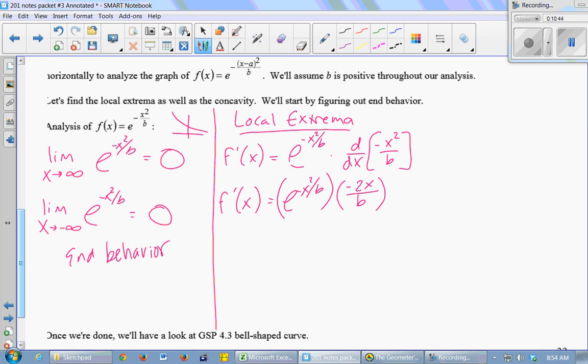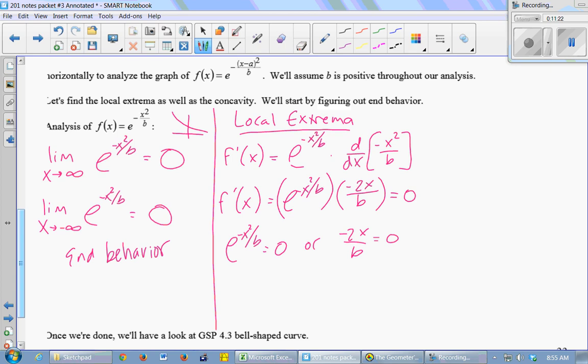Okay, so the next thing we do is we set that derivative equal to 0, and we solve. Once we solve, those are potential extrema, if you remember that. So I'll solve this to find any potential extreme values. I already have it factored. That's nice, because when you have a product of two things and the answer is 0, one of them has to be 0. So either e to the negative x squared over b equals 0, or negative 2x over b equals 0. E to the something, can that ever be 0?